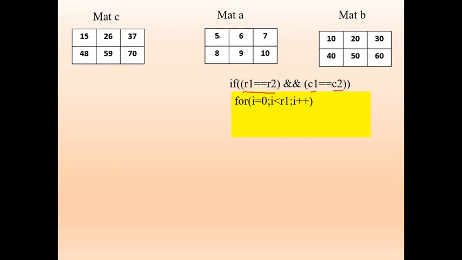We access the two-dimensional array with the help of nested loops. We need to have two for loops. The outer loop is to represent rows.